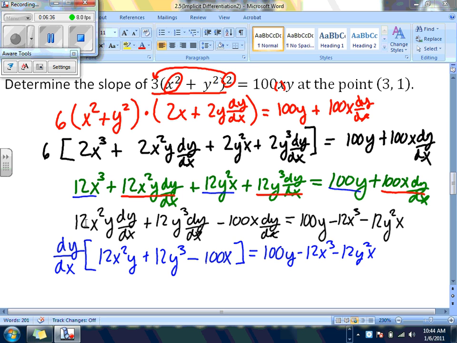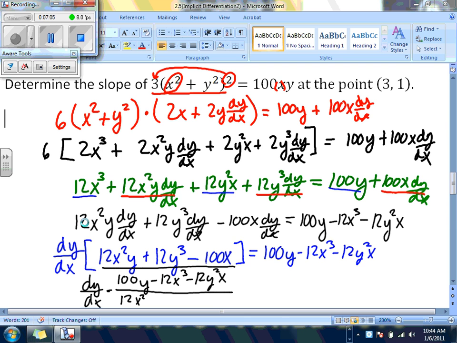All right, now I need to get dy/dx by itself. So I'm going to divide the right side by what's in here. So my dy/dx equals 100y minus 12x cubed minus 12y squared x, all over 12x squared y plus 12y cubed minus 100x.